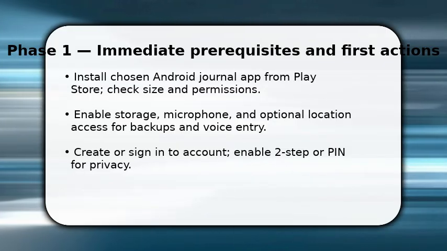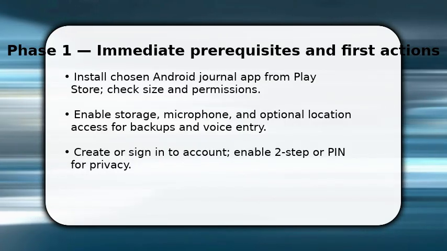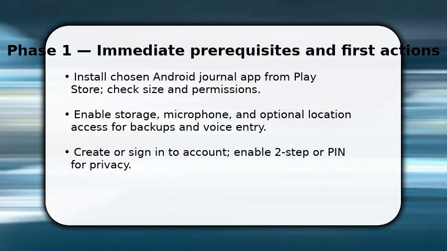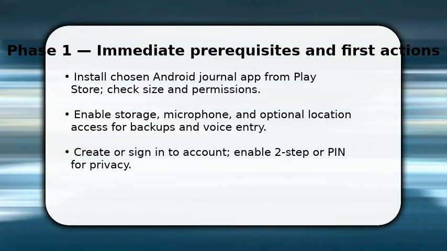Create or sign into an account so entries sync across devices, and set a PIN or two-step verification to protect private notes. Once done, open the new journal and tap New Entry. You're ready to start writing. This preserves privacy and enables automatic sync.